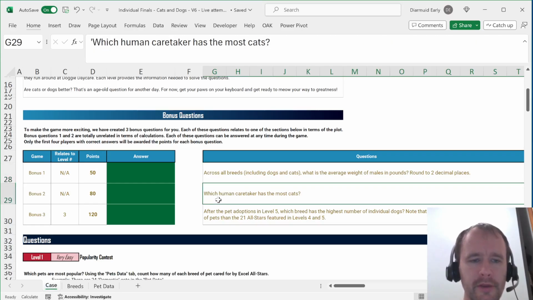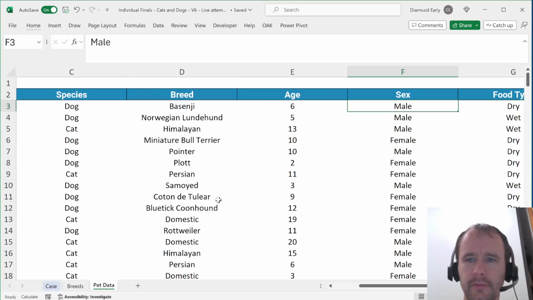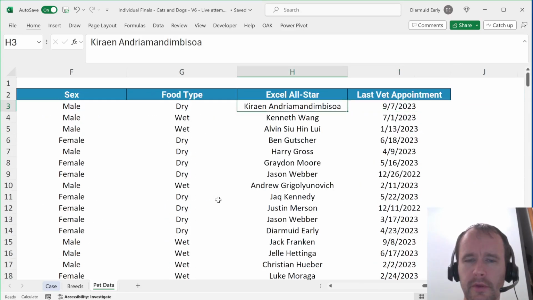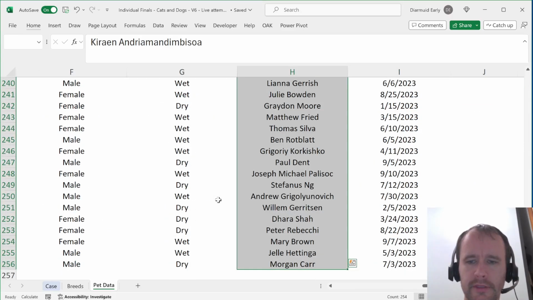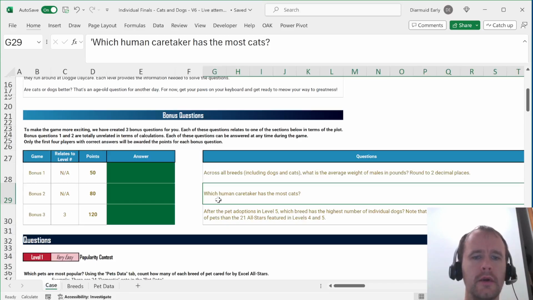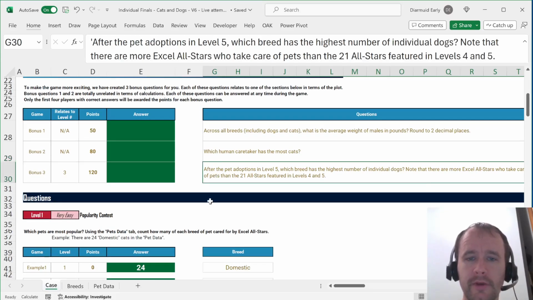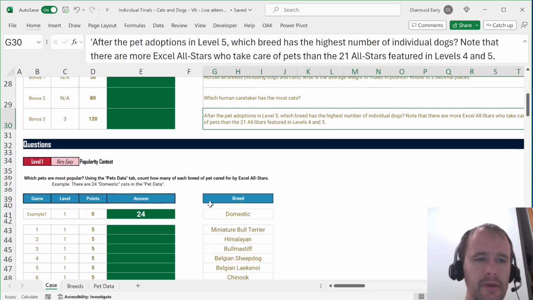Which human caretaker has the most cats? Pet's name, species, breed, age, Excel. Okay. I guess this is the human caretaker. Has the most cats. Okay, fine. So that should be easy enough. Maybe we want to use group by actually. After the adoption of the pets in level 5. Okay, so we'll have to read about level 5 to understand that.